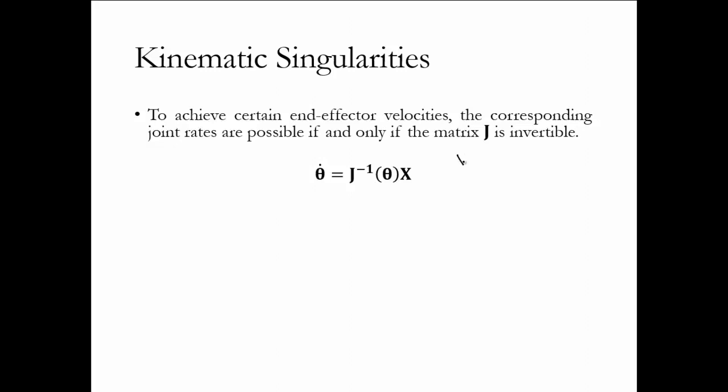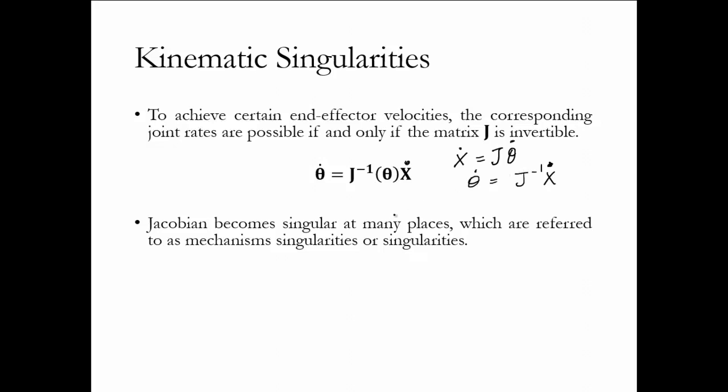There's a small mistake. We know that x dot is equal to J of theta times theta dot. So theta dot actually equals J inverse x dot. So here it has to be x dot. For any particular end effector velocity, we can ask what the corresponding joint velocities are. But from this mathematical expression, the Jacobian inverse is involved, which means the Jacobian has to be invertible. So if the Jacobian is invertible, only then do we have finite values of the joint velocities for given end effector velocities.